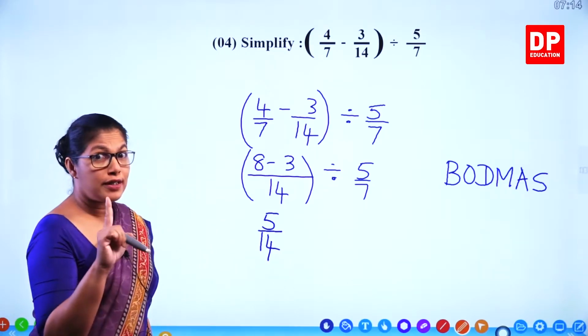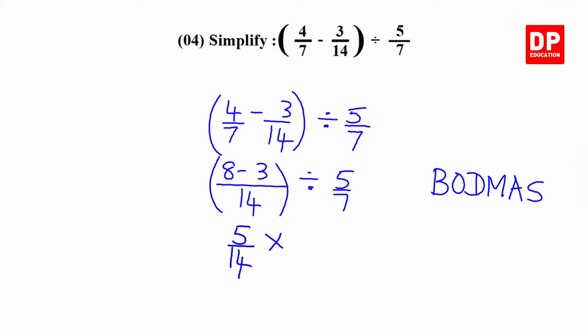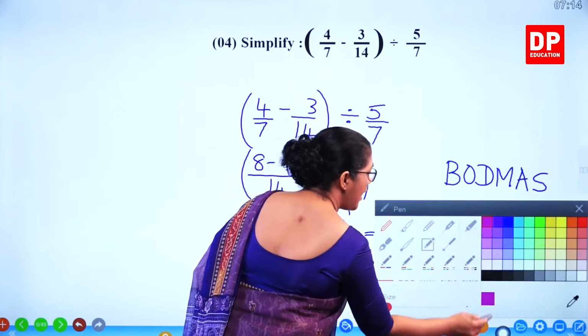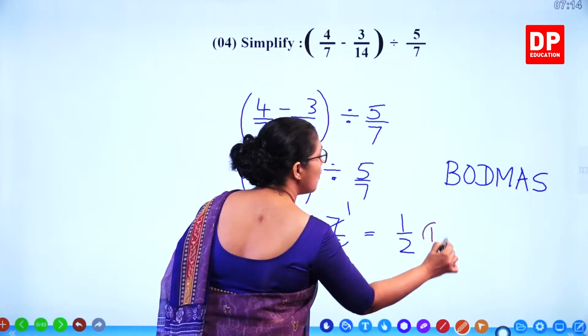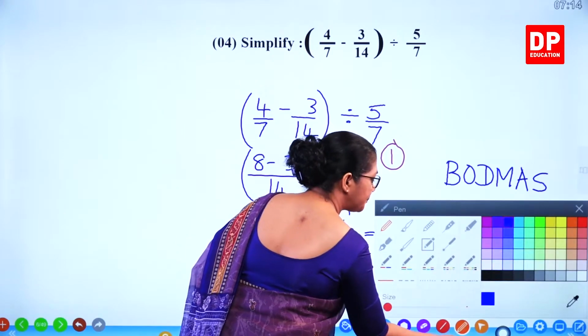Now what you do for division? You take the multiplication with the reciprocal of this, 7 over 5. Now simplify, 5 and 5 get cancelled out, 7 with 1, 7 with 2. So the answer is half. Again 2 marks, 1 mark here and 1 mark for the method.